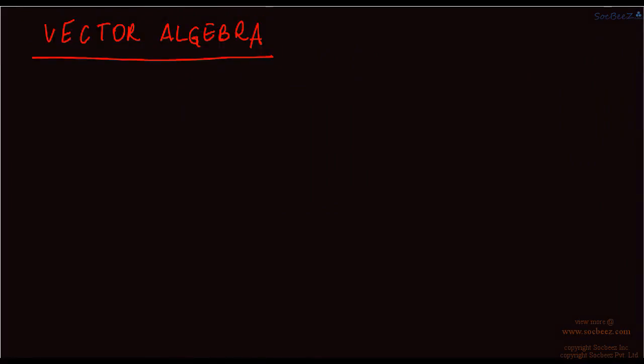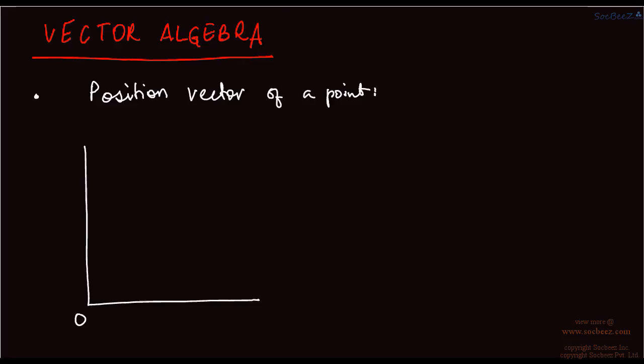Let's start with the vector algebra. The first point about vector algebra which is important is the position vector of a point. Let O be the fixed origin. Then the position of a point P is the vector OP, and it is written as OP vector.